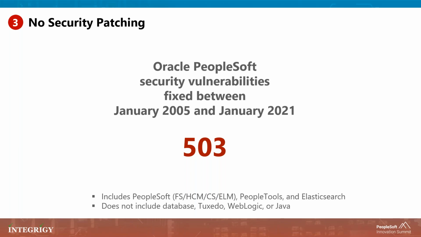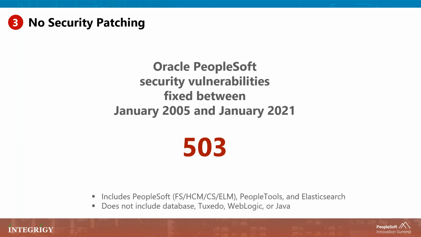In the last 15 years, there's been over 500 security vulnerabilities found within, quote, PeopleSoft. When I'm saying PeopleSoft here, I'm saying what's labeled under the Critical Patch Update Security Advisory under the PeopleSoft section. That includes PeopleSoft, PeopleTools, Elasticsearch. However, that 503 does not include the database, Tuxedo, WebLogic, or Java. So there's even more. For the entire environment, there's probably over 1,500 security vulnerabilities that have been patched over that time frame.